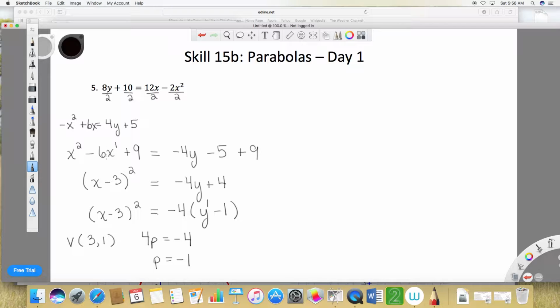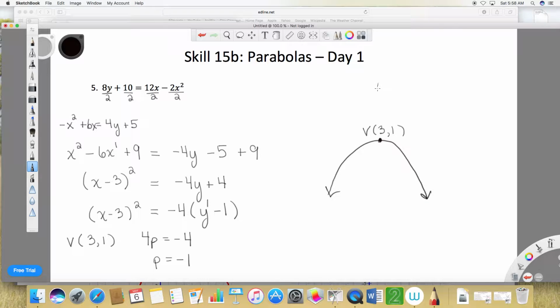So since it was x squared, we knew that it opened upward or downward. And since p is negative, we know that this parabola is going to open downward. The crucial point on this parabola is the vertex. We know that vertex has coordinates of 3, 1.